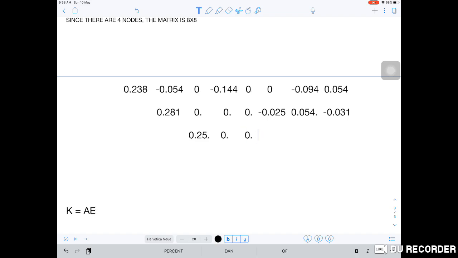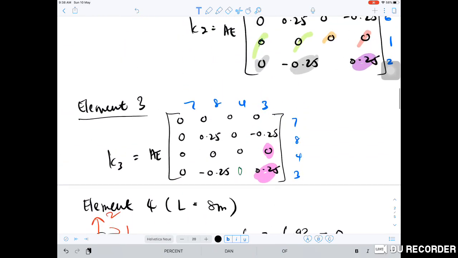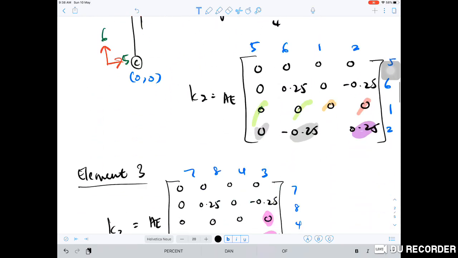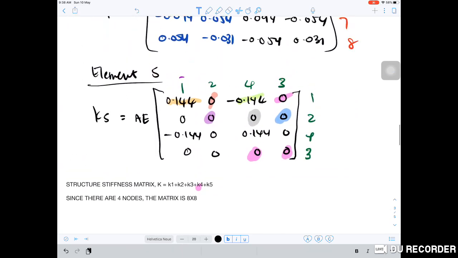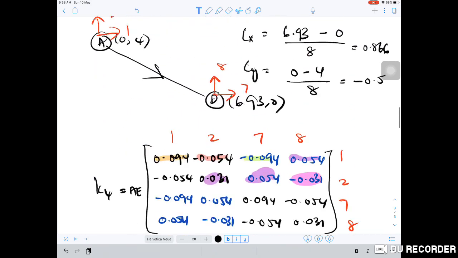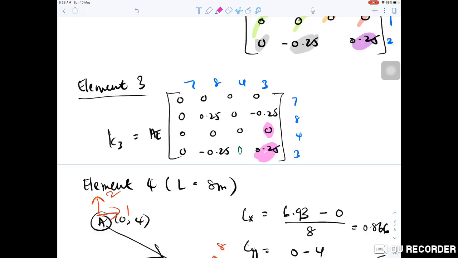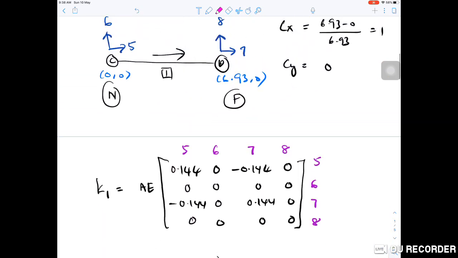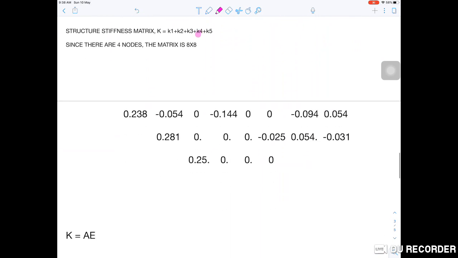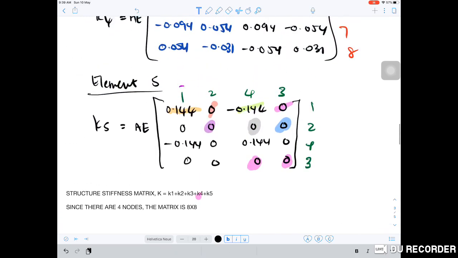3 6. No 3 6. It is also 0. Okay, 3 7. No 3 7. Here is 3 7. So it is also 0.